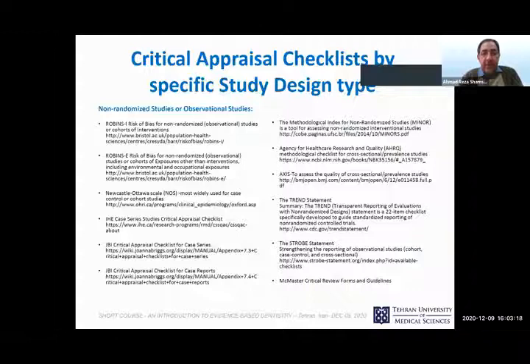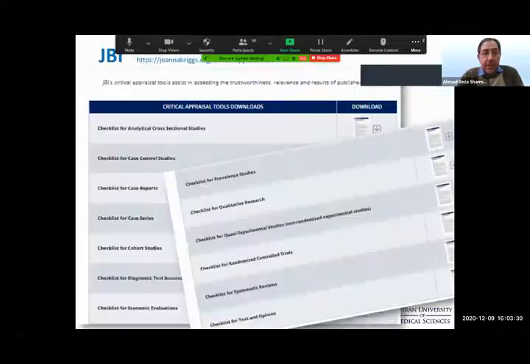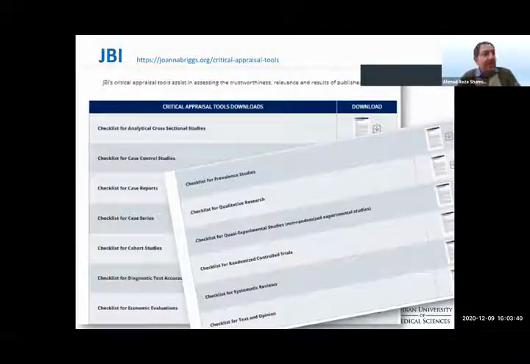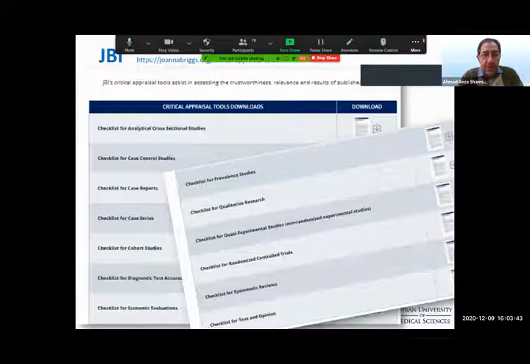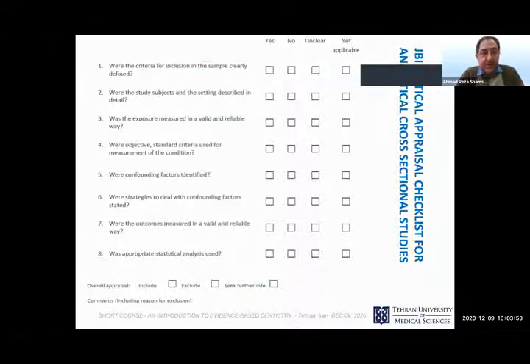For example, I chose here CEBMA, which has a checklist with 12 items, and here JBI, which for each study type has different items, and I selected JBI for the presentation to you. Here is a checklist with 8 items for cross-sectional studies.